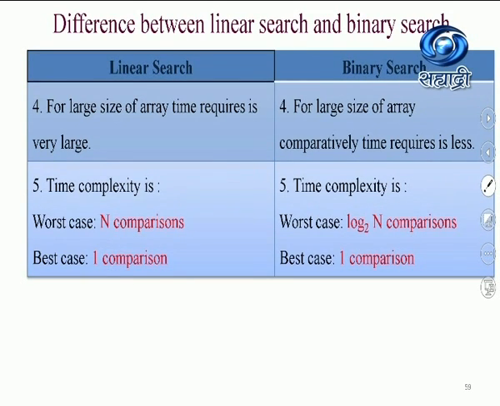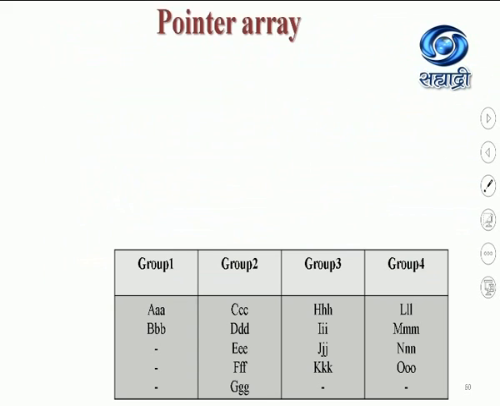For binary search, the time complexity is given as, for the worst case, log of n to the base 2, and for the best case, only 1 comparison. So these are 5 points in which you can see the difference between linear search and binary search.